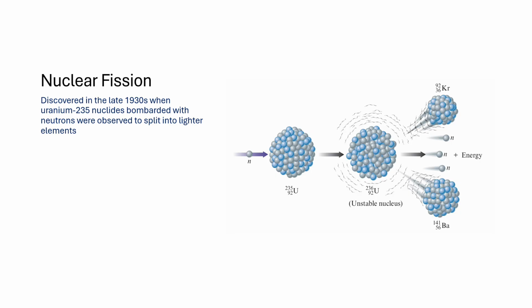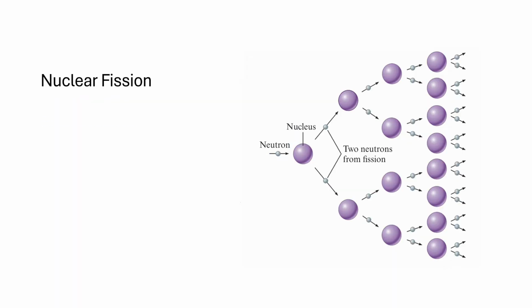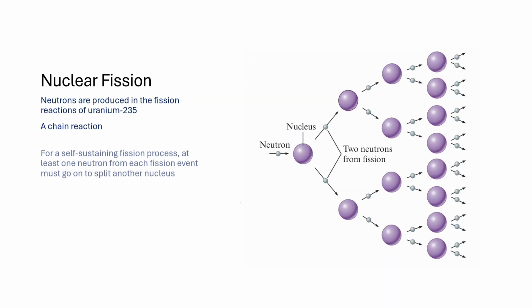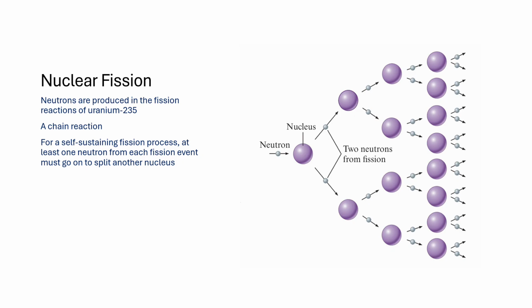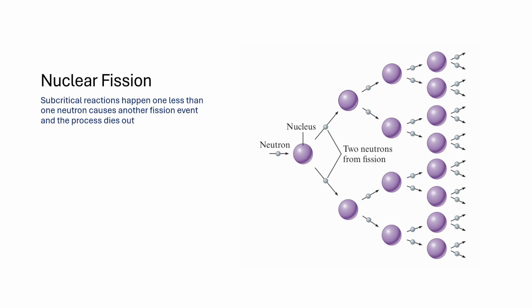Nuclear fission was discovered in the late 1930s when uranium-235 nuclides were bombarded with neutrons and split into lighter elements. The neutrons produced in the fission reactions of uranium-235 produce a chain reaction. For a self-sustaining fission process, at least one neutron from each fission event must go on to split another nucleus. A subcritical reaction is when the process dies out after one fission event.